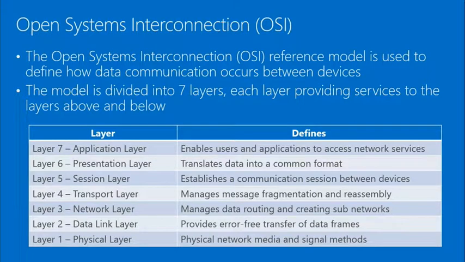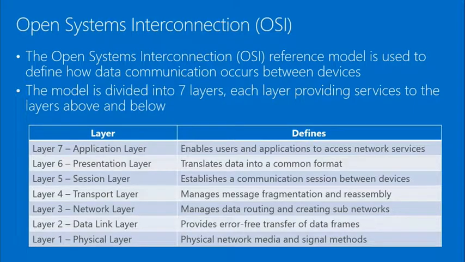Okay. So now let's talk about the OSI, Open Systems Interconnection. This is what makes network communication possible, essentially. The model's divided into 7 layers, and each layer provides services above and below it. So let's take a look at these layers. We're going to talk more about them later, so we're just going to give real brief overviews of them here.